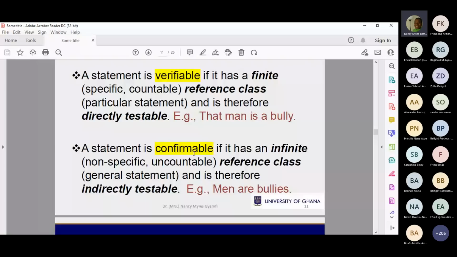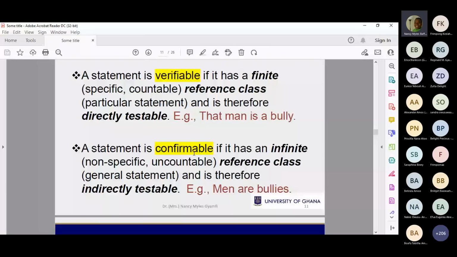That man is a bully. That is Kofi. Kofi is a boy. Stuff like that. Iron will expand when heated. That woman gave birth to twins. We can test, we can verify, we can observe to ascertain truth or falsity. If I say women have done this, politicians have done that, pastors do this, imams have so and so, that one in the enumerative is not directly testable, even though they are also testable.